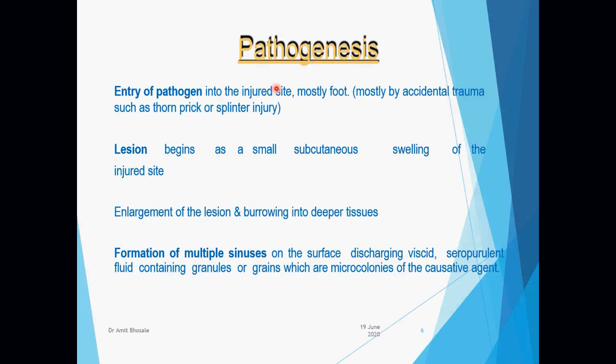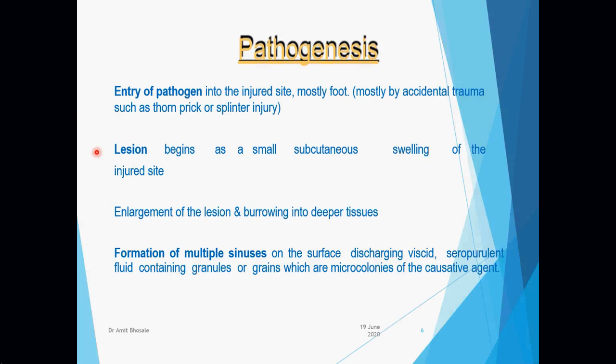Coming to the pathogenesis of mycetoma or Madura foot, first there is entry of the pathogen into the injured site, mostly on the foot. The entry of the pathogen is mostly by accidental trauma such as a thorn prick or splinter type of injury. The lesion begins as a small subcutaneous swelling at the injured site, and then there is multiplication of the fungus or the filamentous bacteria in that subcutaneous area, giving rise to enlargement of the lesion.